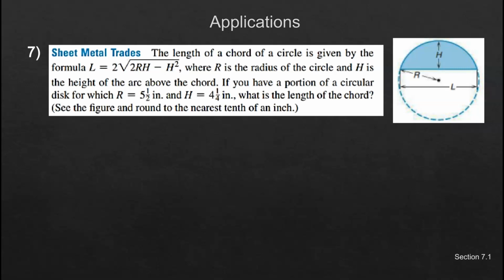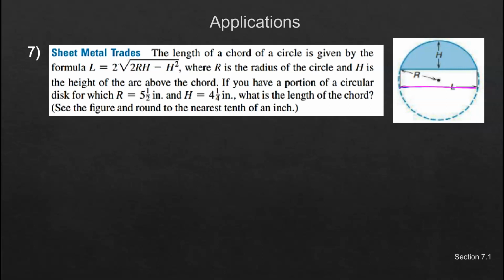It's sheet metal trades. The length of a chord of a circle is given by the formula L equals 2 times the square root of 2 times RH minus H squared, where R is the radius of the circle and H is the height of the arc above the chord. And so we have a drawing over here so that you can see this, and the chord is going to be drawn right here. All right, that's our chord. And then it talks about the radius of the circle and the height.